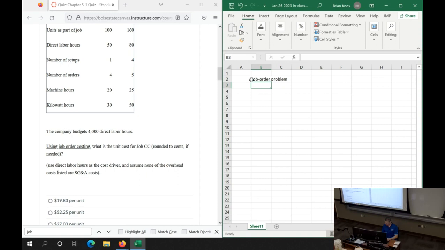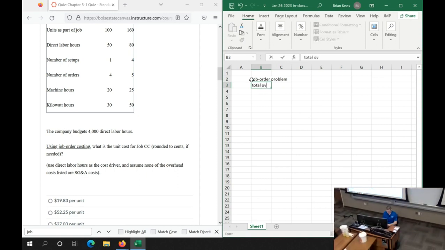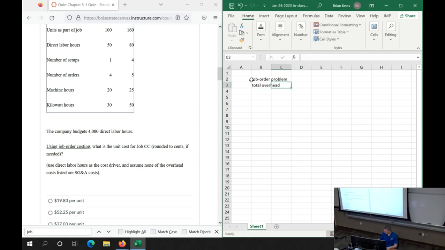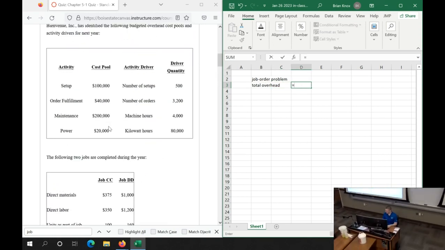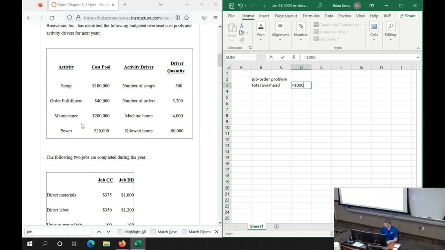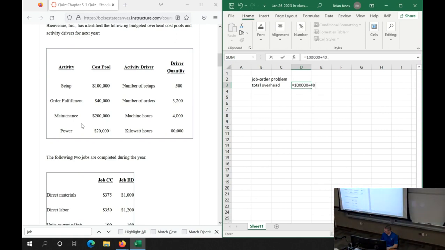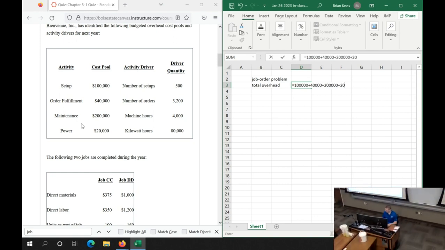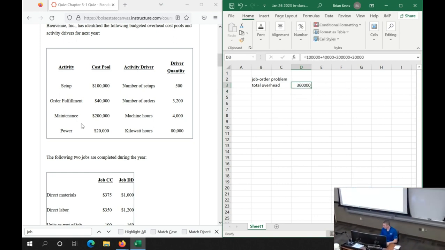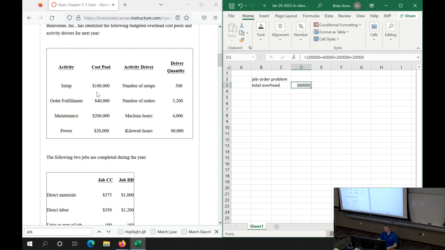Job order cost problem. We have total overhead, and we'll give a space. And we'll go back up just so we see what I did. 100,000 plus 40,000 plus 200,000 plus 20,000, and that should be 360,000. So I just took these because that's the total overhead for the firm.